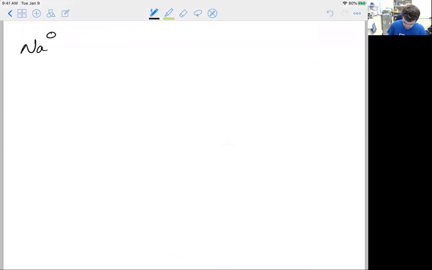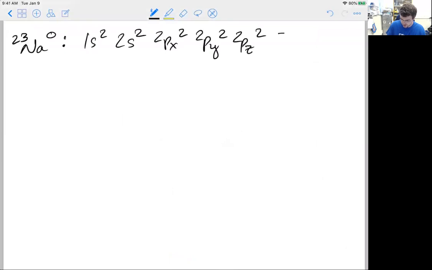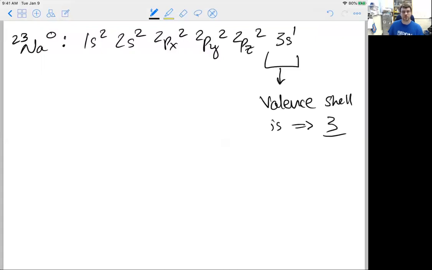So let's look at sodium, 0, and we'll pick on 23, sure. Okay, we did this one last time too. 1s2, 2s2, 2px, 2py, 2pz, 3s1. Now, our valence shell is the third shell. The third shell is now the valence shell because it has 1 electron in it, and it's the shell that's furthest away from the nucleus or has the highest numbered shell. And if that is our valence shell, then we have 1 valence electron in the outermost shell.